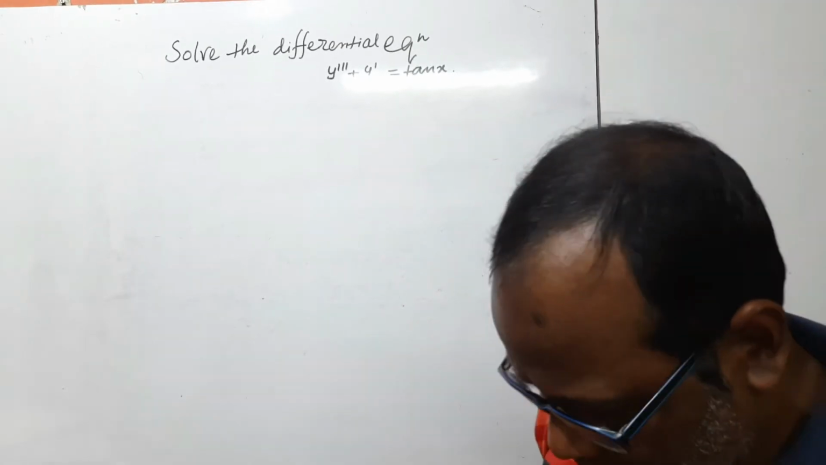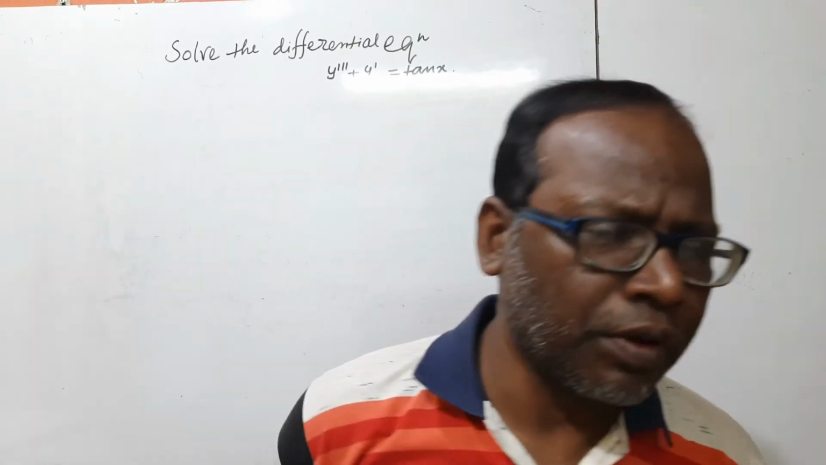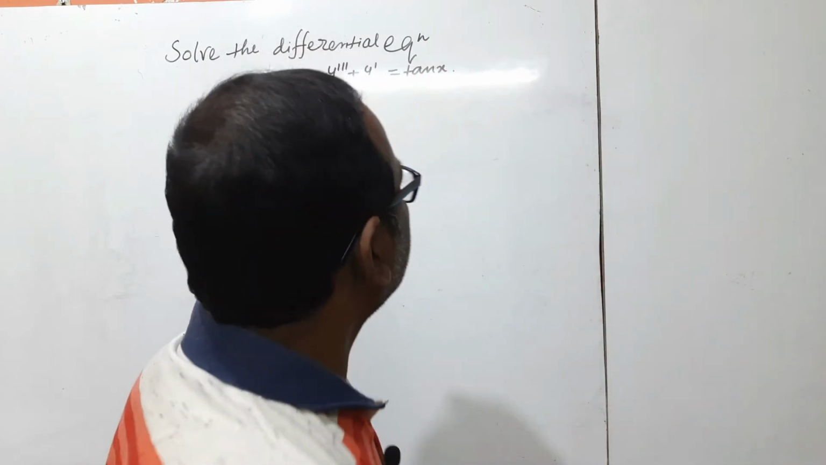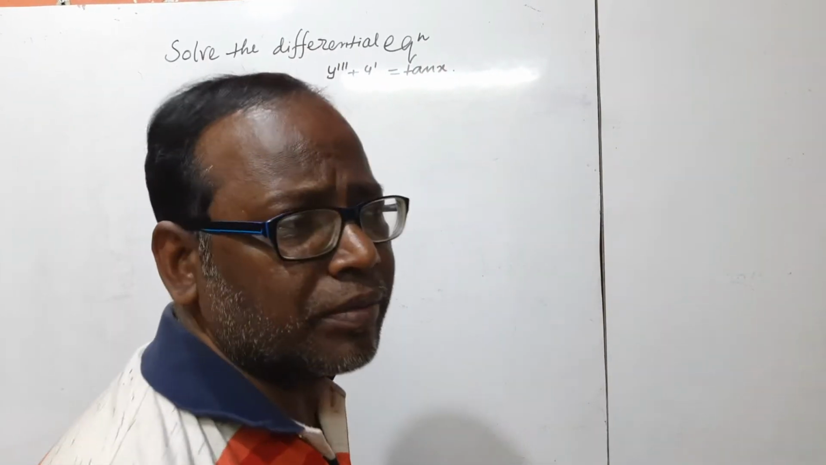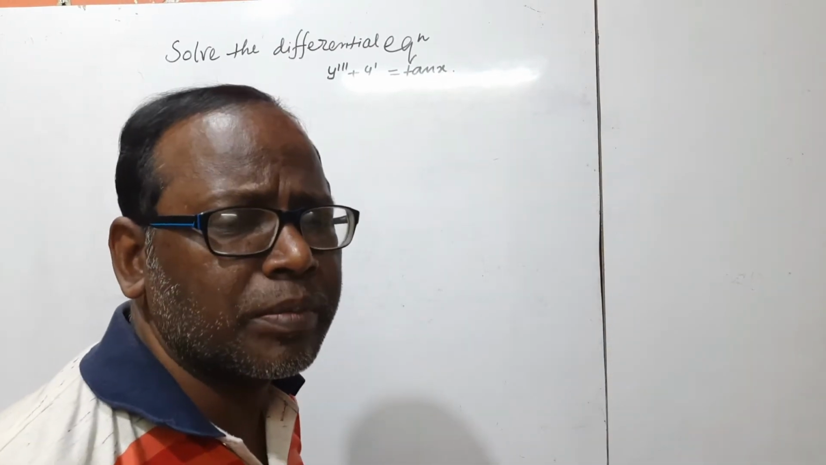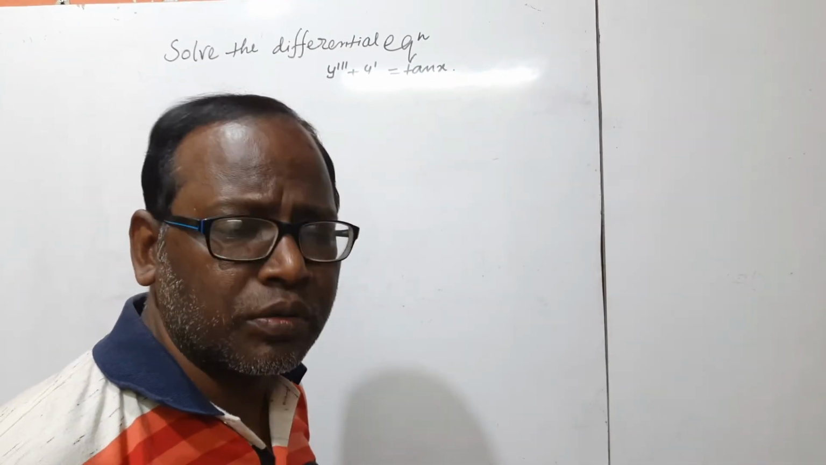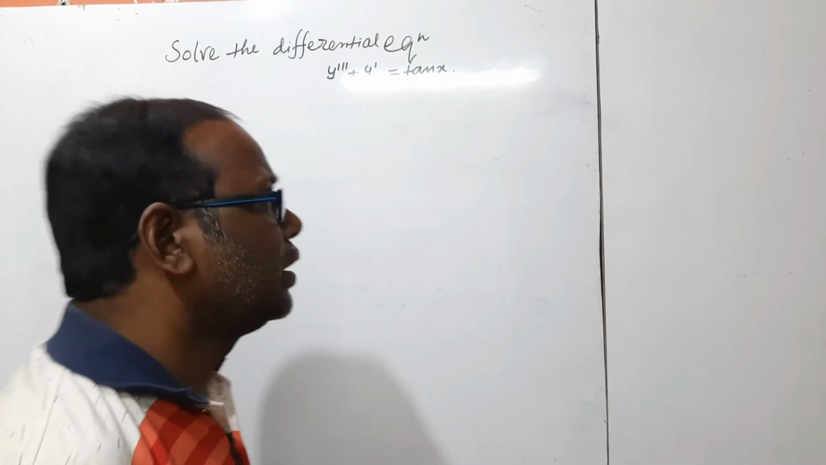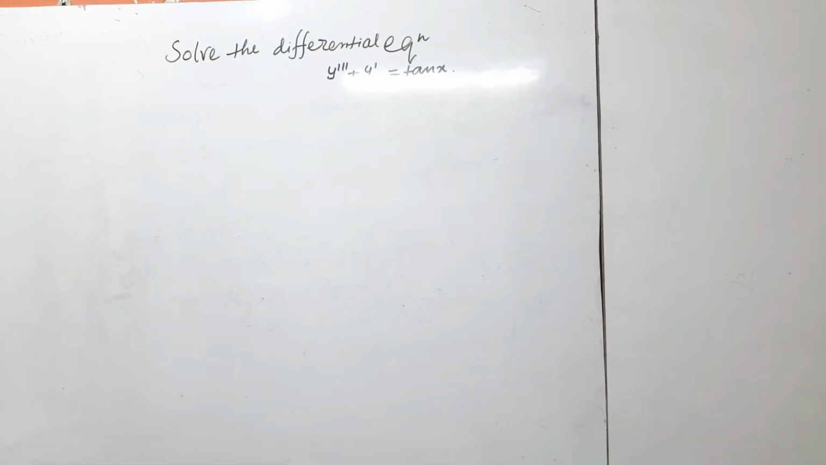Okay, now first we follow the second method, the linear differential equation with constant coefficients, and it has two parts of the solution. Number one is the complementary function, and number two is the particular integral. Therefore the solution is here.